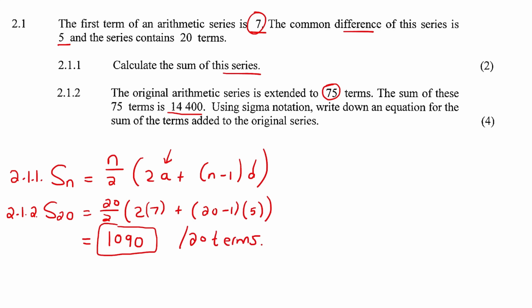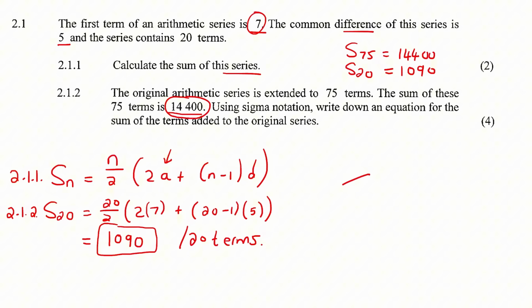Let me explain. We know that the sum of 75 terms is 14,400. And we know that the sum of the first 20 is 1090. So they said they want us to show sigma notation for the terms added to the original series.